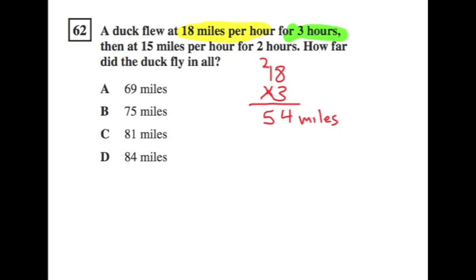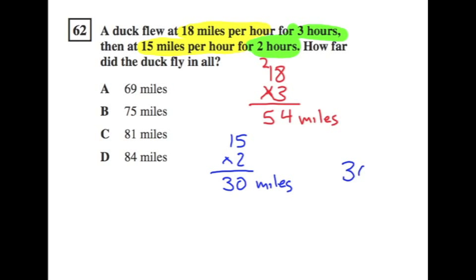Now, as you can see, the second part of the problem, he flew 15 miles per hour. I'm guessing he went slower because he was tired. And for 2 hours. And once again, probably didn't fly as fast or for as long because he was tired. He's been flying for a long time, this duck. So once again, we'll do the same thing. 15 miles per hour, which means every hour he flies, it's 15 miles. He flew for 2 hours. So we're going to multiply by 2. We get 30. So that means he flew 30 miles the second time.